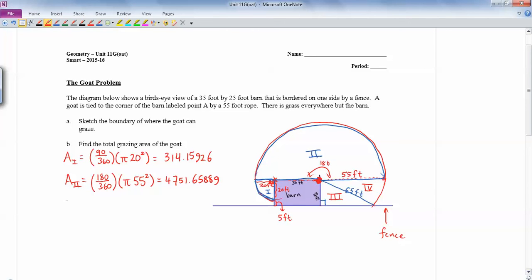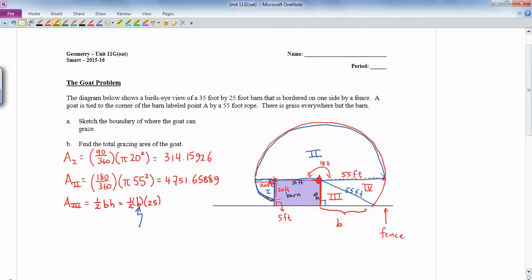Okay. Let's take a look at region 3. So 3 is a triangle. So the formula for a triangle is 1/2 base times height. Now I know the height is 25 here. I need the base. Right? So I'm going to write 1/2 base times 25. So the key here is what's the base? Right? So let me do this. We'll figure out the base.